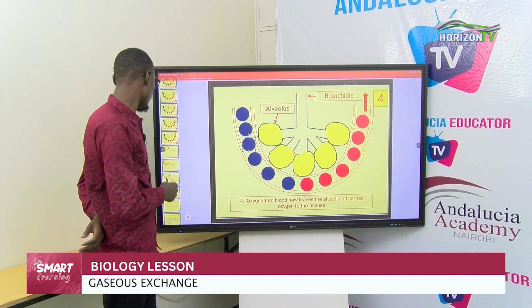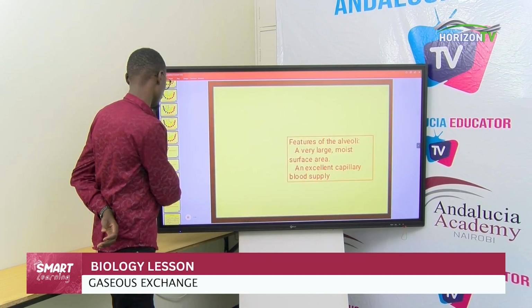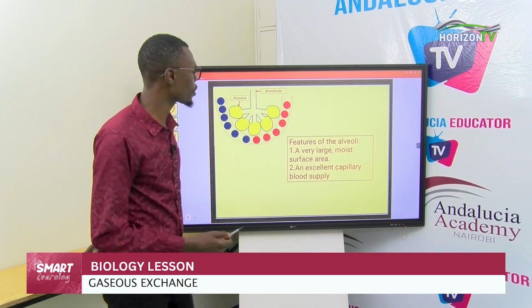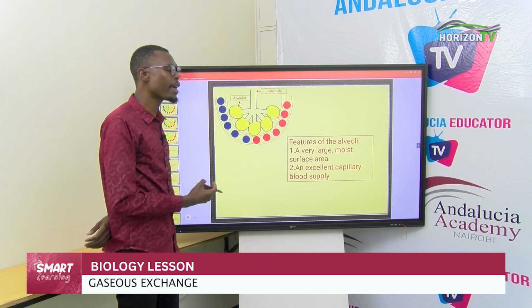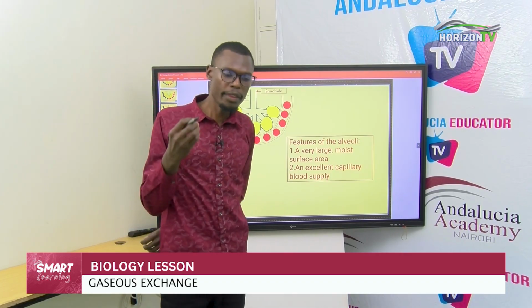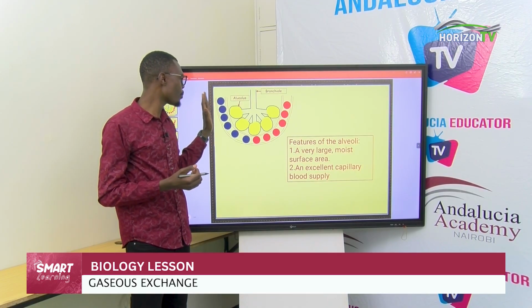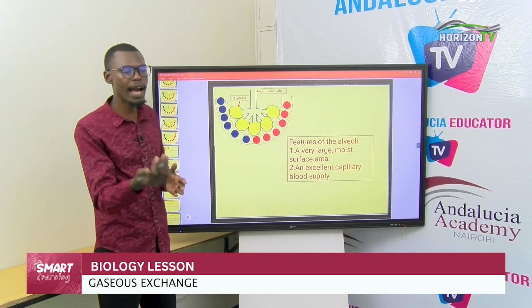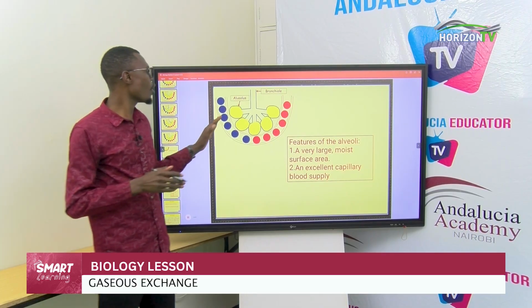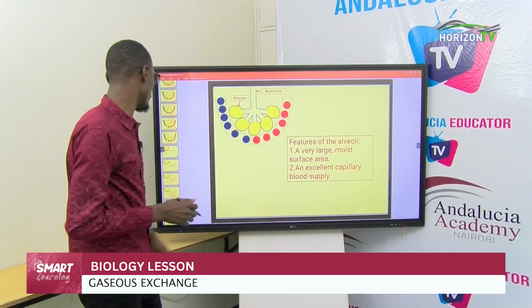Another feature that I will indicate is that they are moist. They have moisture or water vapor just to dissolve the respiratory gases. Because for the respiratory gases to diffuse from the blood into the lungs or from the lungs into the blood, they must diffuse in a dissolved form. So being moist is just to dissolve the respiratory gases that diffuse across.